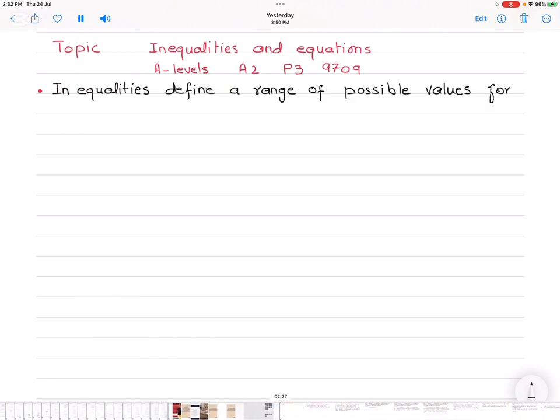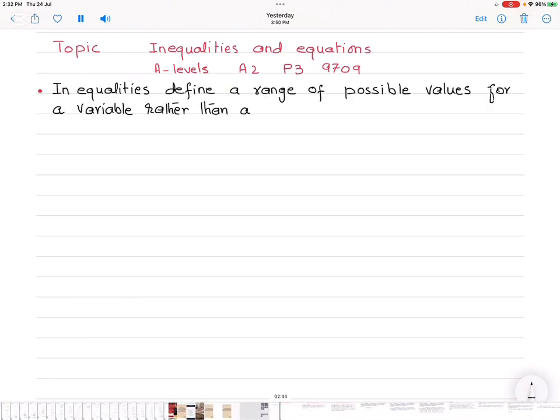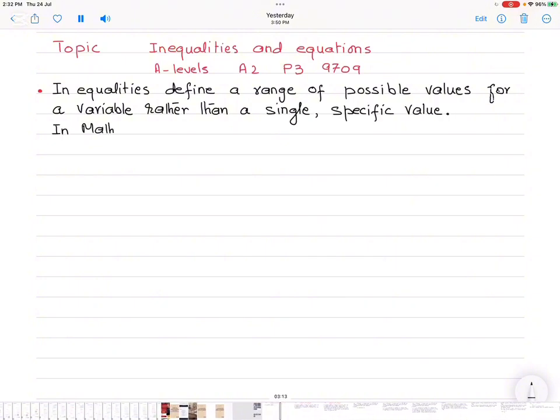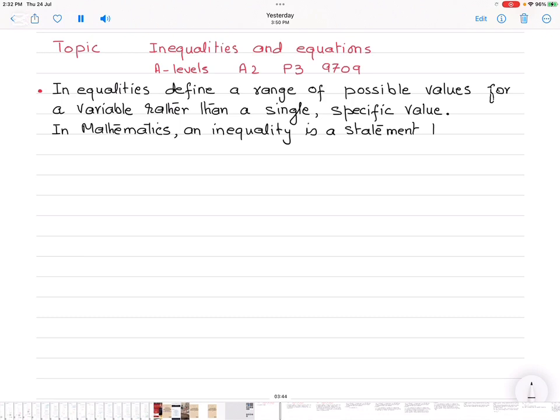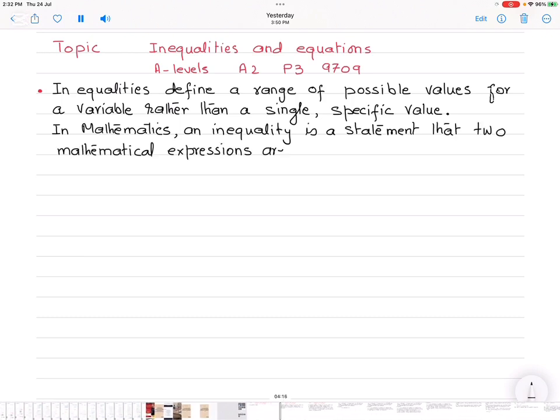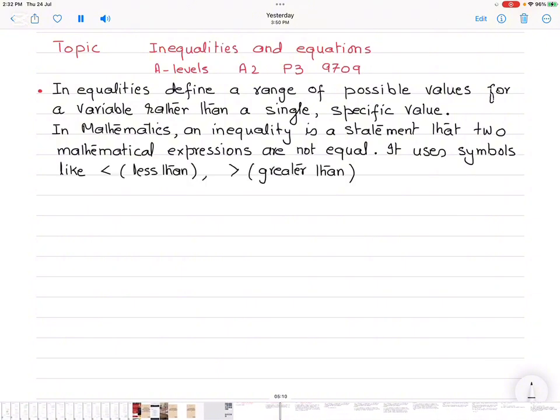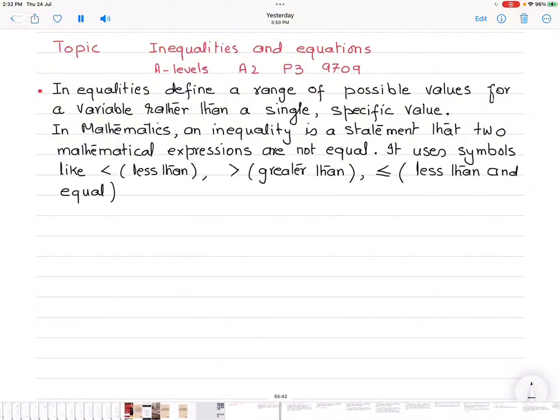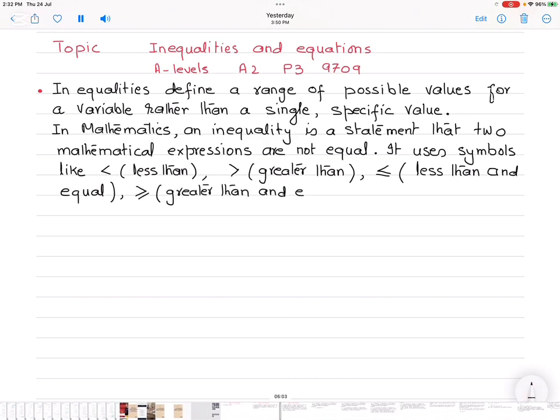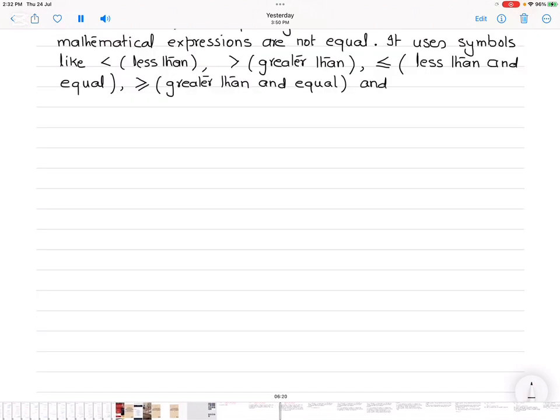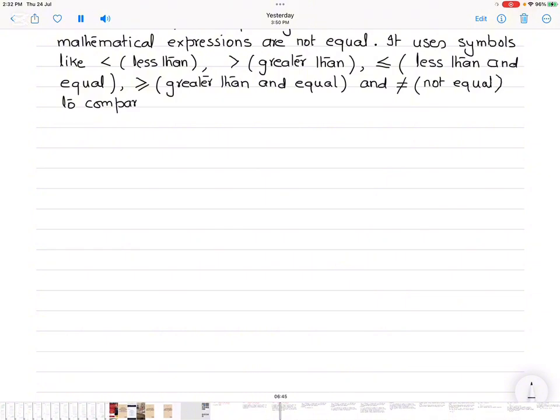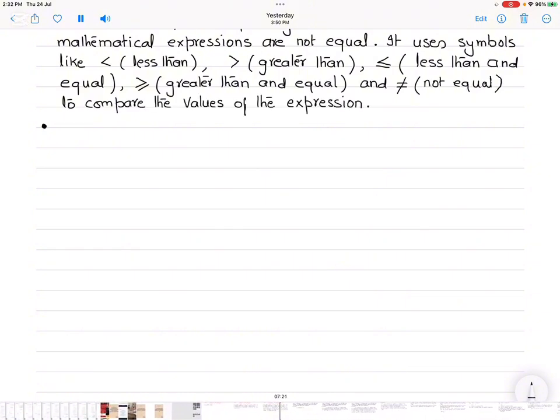Inequalities define a range of possible values for a variable rather than a single specific value. In mathematics, an inequality is a statement that two mathematical expressions are not equal. It uses symbols like less than, greater than, less than or equal to, and greater than or equal to. And not equal to means not equal to, to compare the values of the expressions.